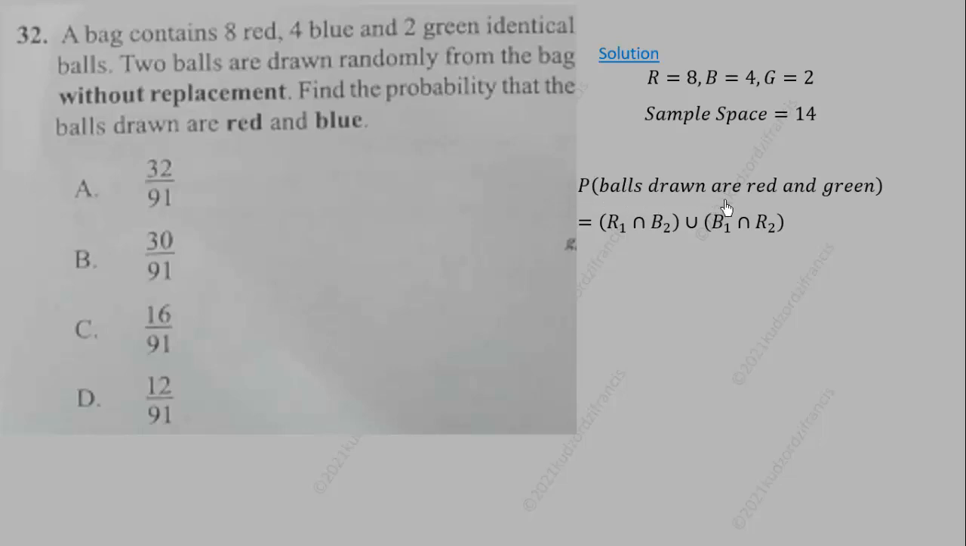Then the probability that the balls drawn are red and blue is either the first one is red and second one is blue, or the first one is blue and second one is red. Since the drawing is done without replacement, the sample space will be affected each time one is drawn. So that will give us probability of the first one being red is 8 over 14 times 2 over 13 for the second being blue, plus probability that the first one is blue and the second one is red is 2 over 14 times 8 over 13.